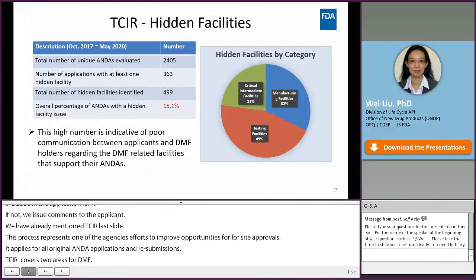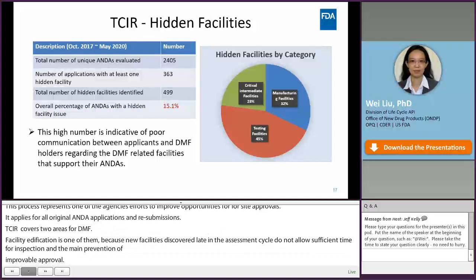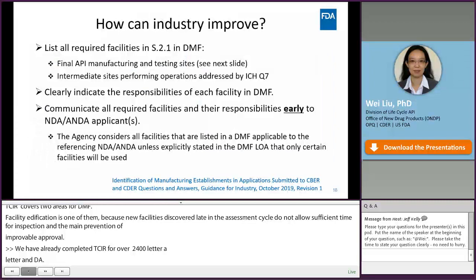Starting from GDUFA 2, we have already completed TCIR for over 2,400 ANDAs. 15% of ANDAs have a hidden facility issue. This indicates communication needs to be improved on DMF-related facilities between the DMF holder and the ANDA applicant. How can industry improve?